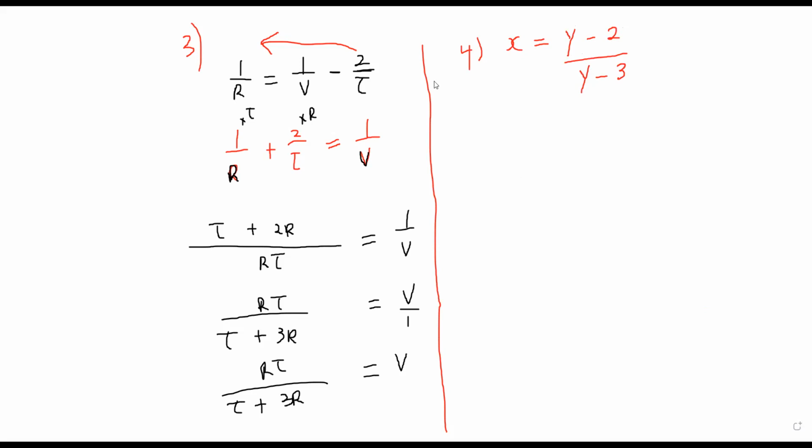All right. So you have x is equal to y subtract 2 divided by y subtract 3, right? So we're making y the subject. So we notice that there are two y's there, right? Everybody noticed that. Yes, sir. Good.